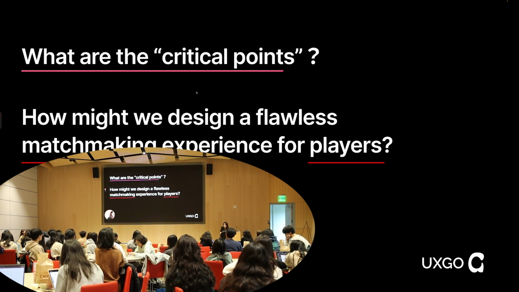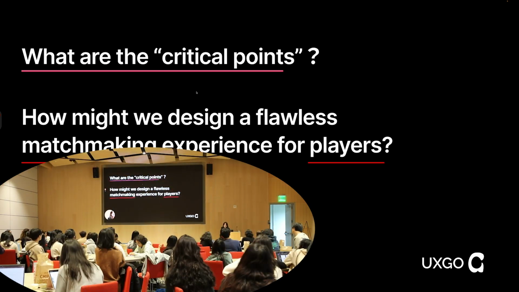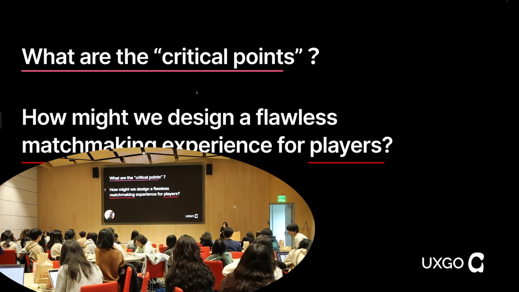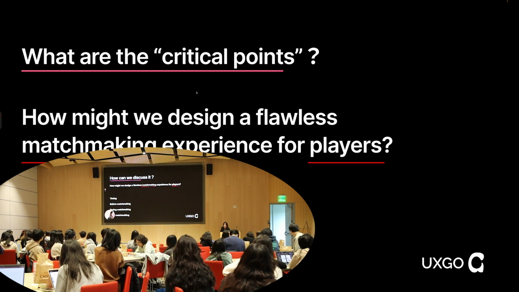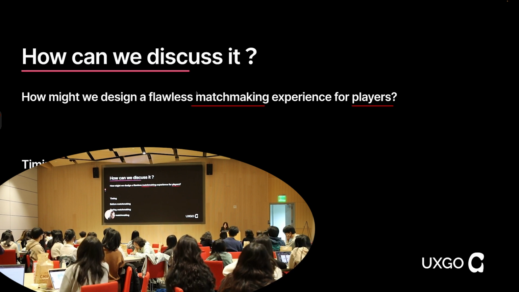If we go back to the way we use classification discussion thinking, what are the targets here? We're going to focus on 2 words. One is matchmaking, another is players, right? These are the 2 main targets that we have for this design question. And how can we discuss it? How might we design a flawless matchmaking experience for players? Matchmaking is the key, players are also the key.